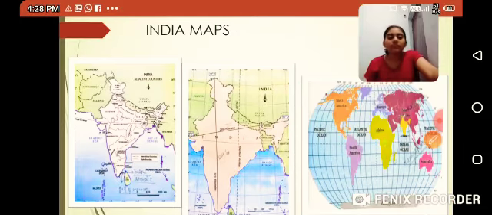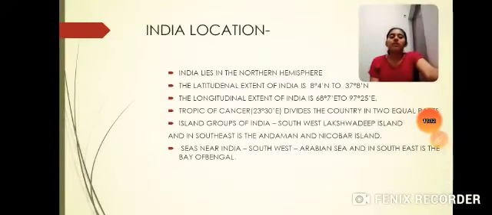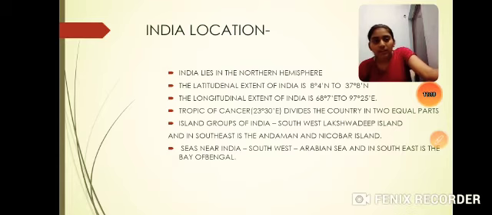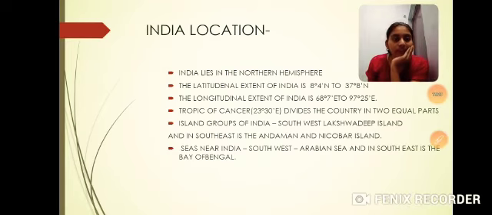Fine. Now let's come back to the slide that we were discussing. So this was the slide we were upon. Now India lies in the northern hemisphere. Just as I told you, India is in the northern hemisphere according to the 0 degree latitude. The latitudinal extent of India is 8 degrees 4 minutes north to 37 degrees 6 minutes north.